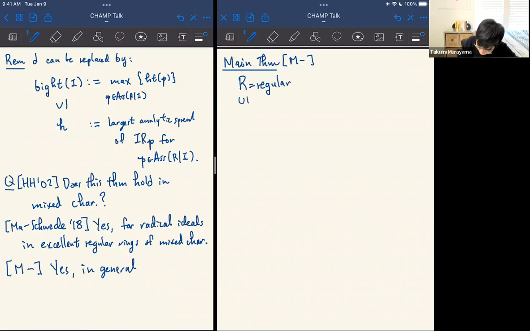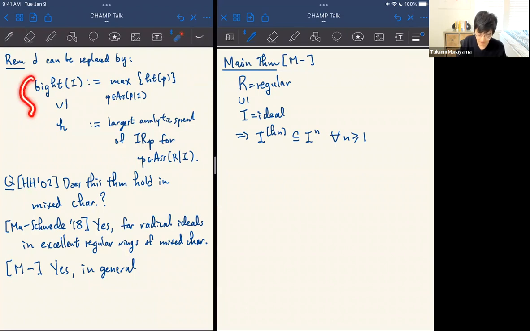So if R is a regular ring and I is an ideal inside of it, then we always have that the h-th symbolic power of I is contained in I to the n, where h is the dimension of the ring, or one of these two other types of h's that you could take, the big height or the analytic spread.